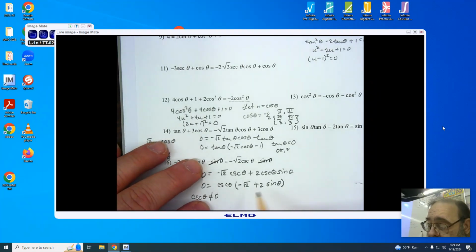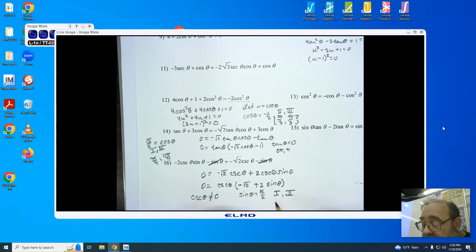This brings me to the second part, and right here I'm going to now solve this by adding root 2 and dividing by 2, and I get the sine of theta equals root 2 over 2. This occurs in the first and second quadrant. The reference angle is pi over 4, so we have pi over 4 and 3 pi over 4 as my solutions. And there it is.